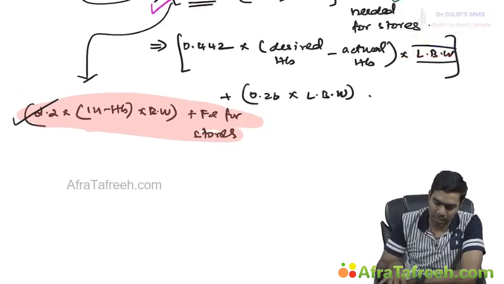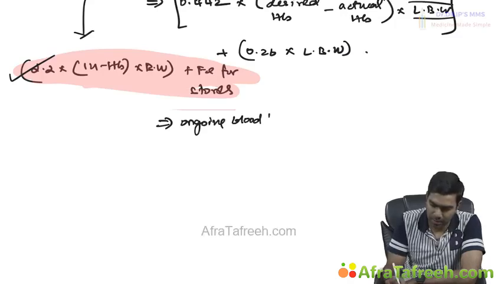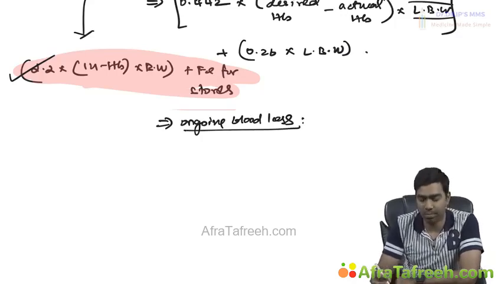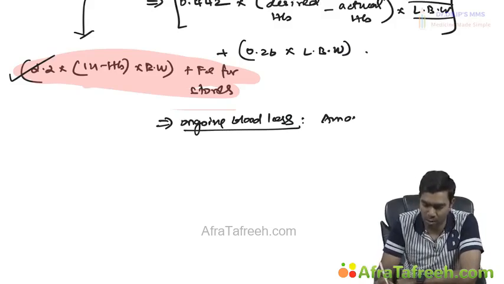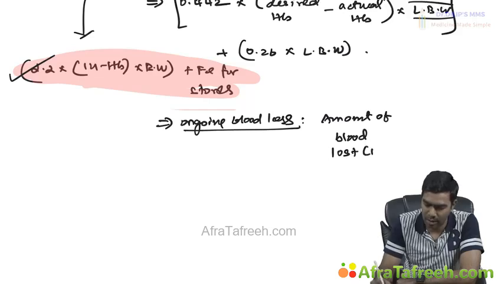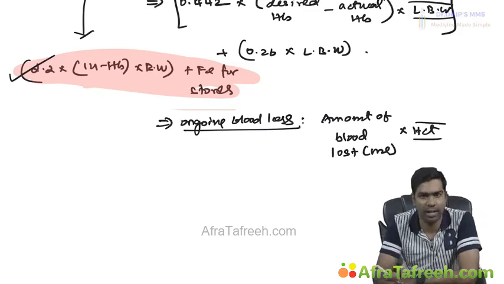Suppose there is ongoing blood loss; this is typically used for surgery. If there is ongoing blood loss, or blood loss that has already happened, and you know the amount of blood lost, then you can replace that amount of iron only. The amount of blood lost in ml multiplied by the hematocrit will give you the amount of iron needed as well.